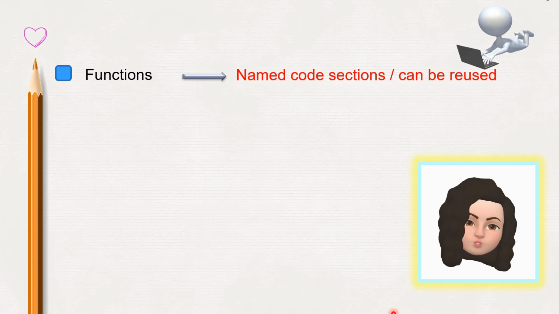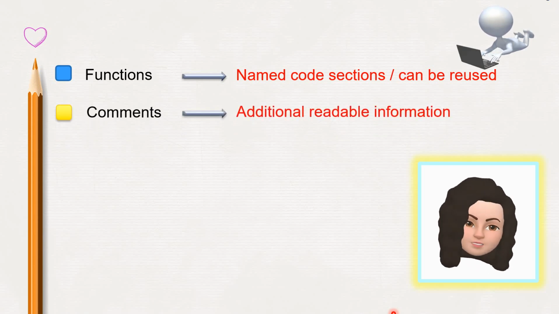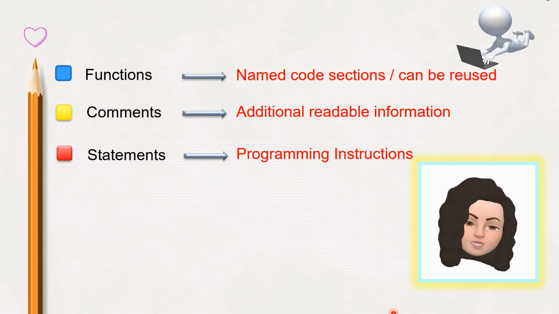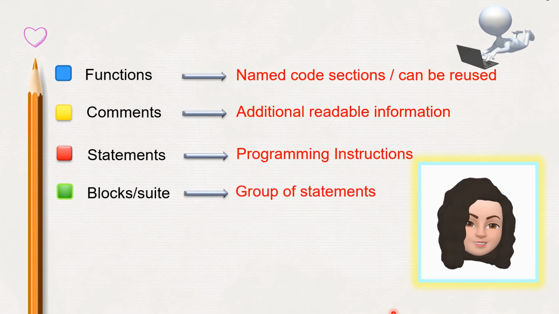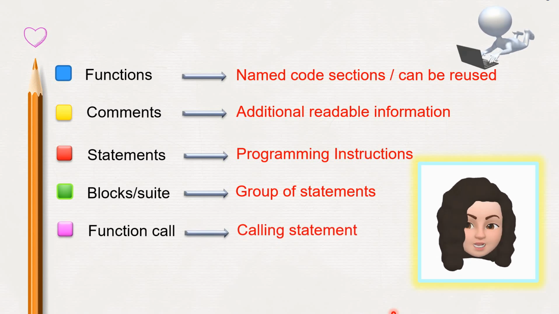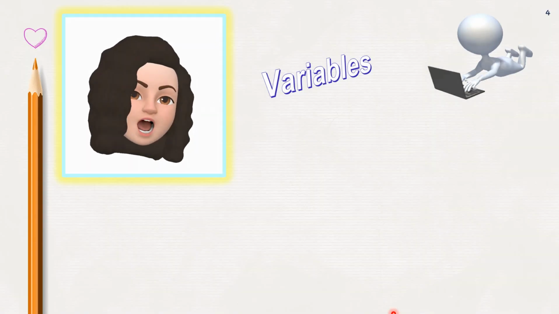Then what is a comment? I told you it is additional readable information for the programmer. The next one is statements. Statements are nothing but programming instructions. Then blocks or suites are a group of statements which get executed as a unit, as a set. And the final one is the function call. When you define a function, the function will not get executed. Only when you call the function, these statements will get executed. So that is known as a function call.